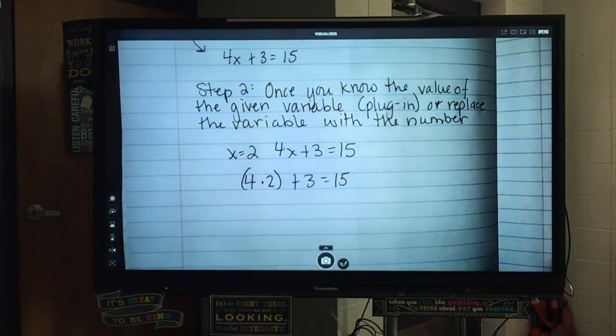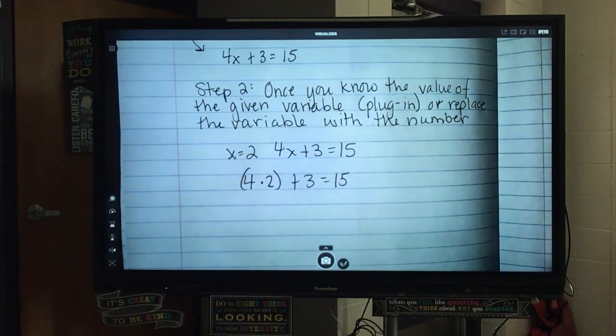Okay? Questions? Yes. Wouldn't it equal 11? Yeah, it doesn't. I don't know what it equals. I just threw some numbers up there to show you this is what you do.